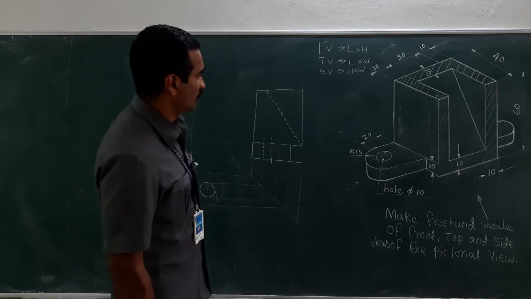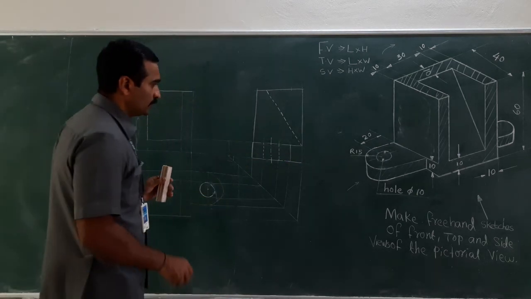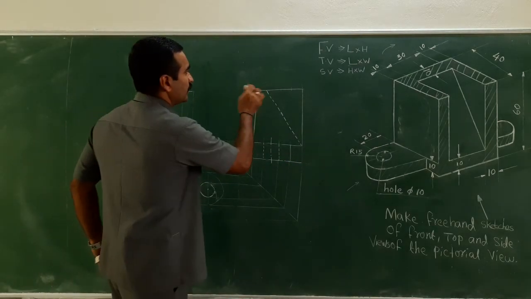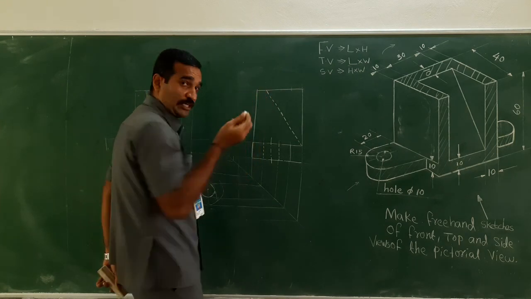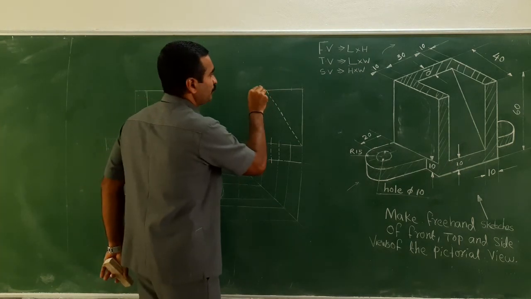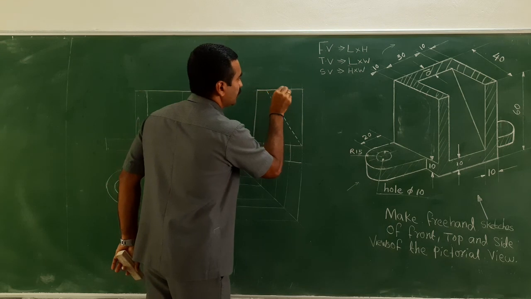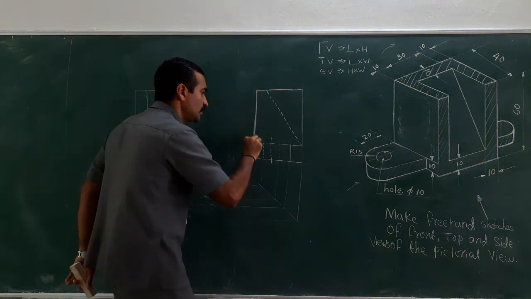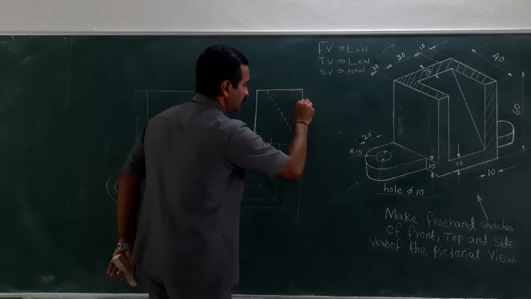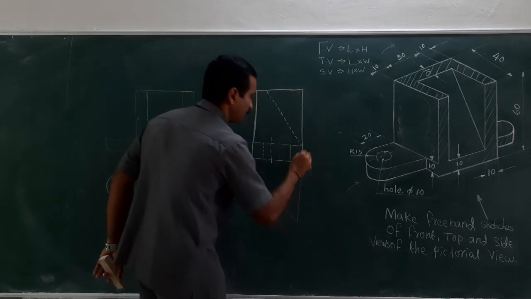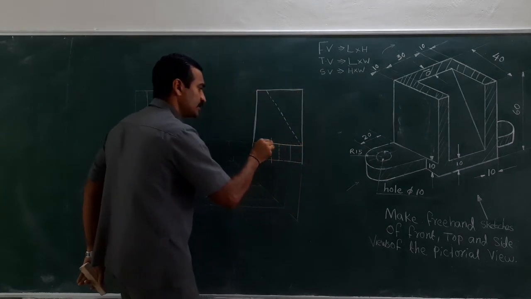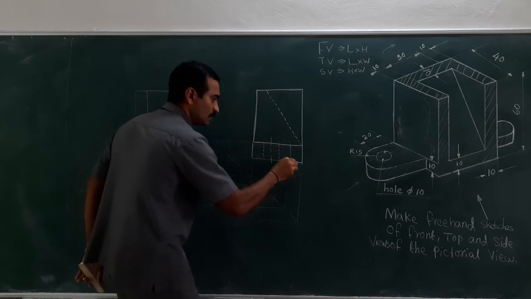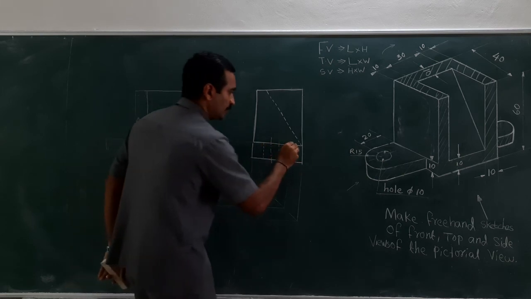Now anything else is missing? No, I have completed this one, right? So now let me change your pencils to HB or H. Draw the outline. These are dark lines, right? The boundary, since it is visible, right?